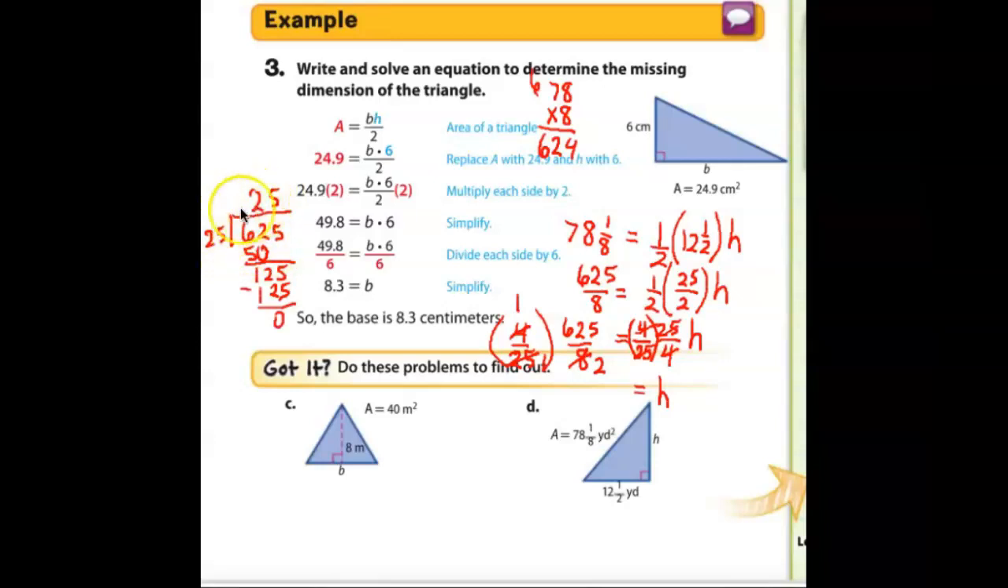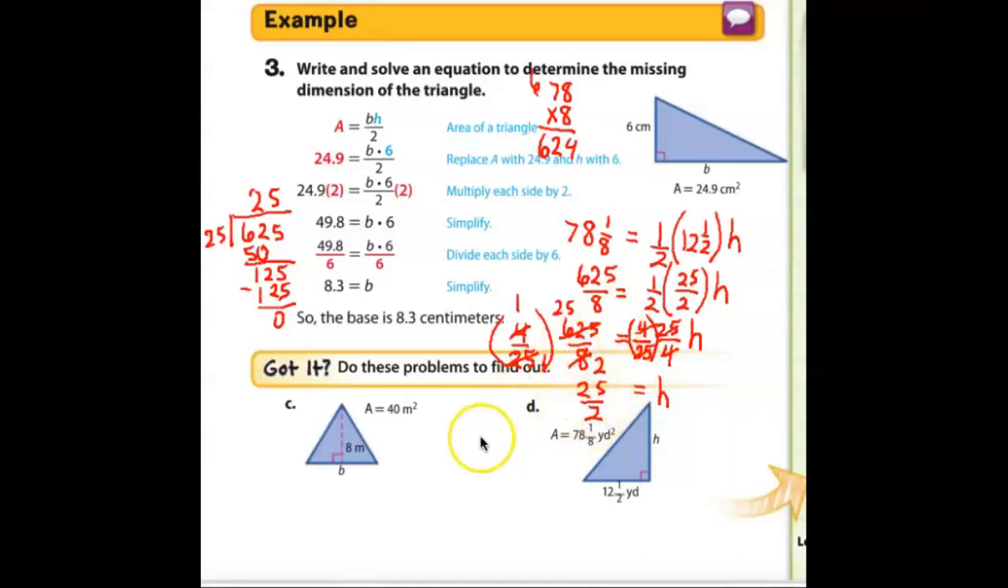2 times 25 is 50. We subtract that from 62, we get 12, 125 is 4 25s plus one more, which is 5. So that is going to be 25. So I'm going to go ahead and cross this out and write 25. So because we simplified first, this is going to be a lot easier to solve. 1 times 25 is 25. And then 1 times 2 is 2. So this is not the final answer. 25 halves cannot be the final answer.